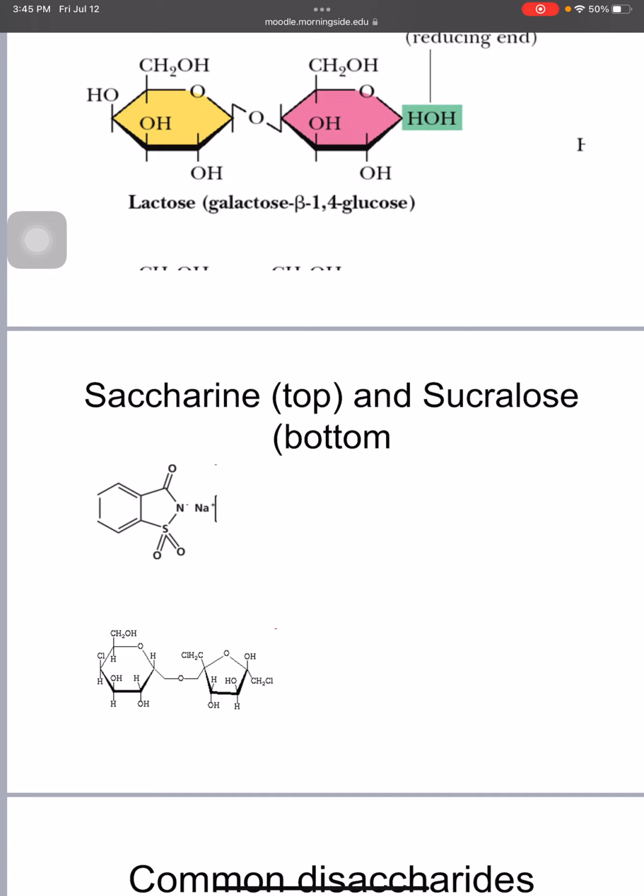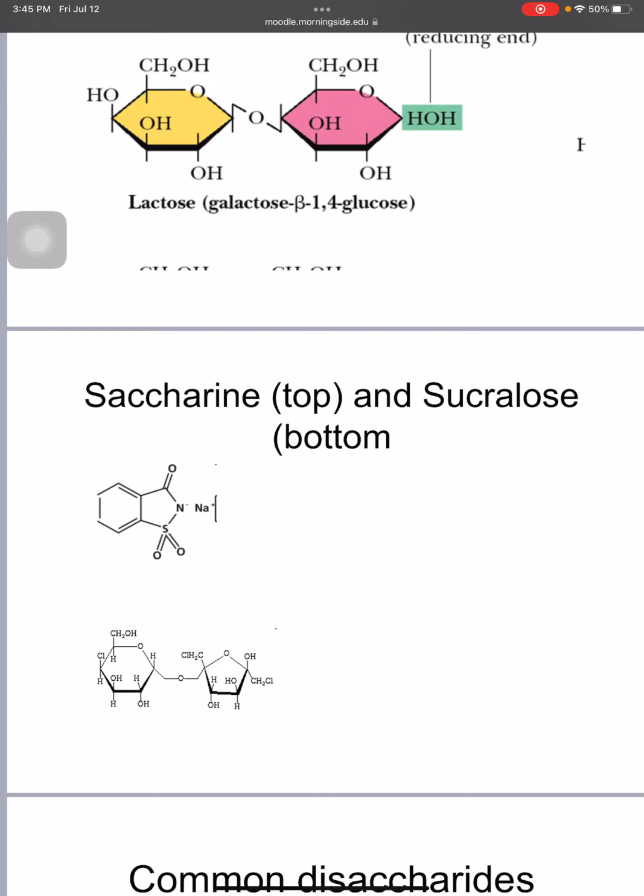Here's a couple of other sweeteners. We talked about sugar alcohol before. Saccharin is actually not a sugar at all. It is that structure right there. I don't really remember why I put that in there, to be quite honest, but it's there. It's interesting. I think more interesting than that is sucralose.